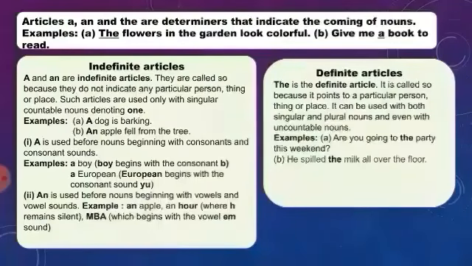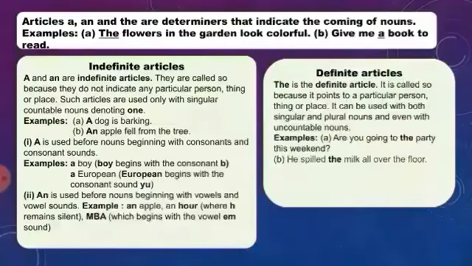First is article. Articles a, an and the are determiners that indicate the coming of nouns. Examples: the flowers in the garden look colorful. Second, give me a book to read. So you can see in example A the underlined word the, that is the article. In example B, give me a book to read, here we have used a book.